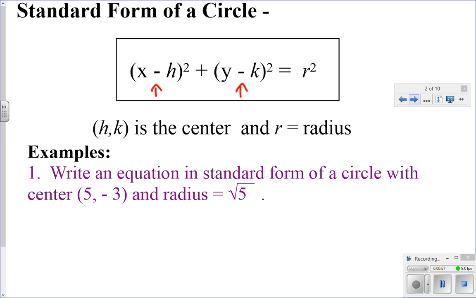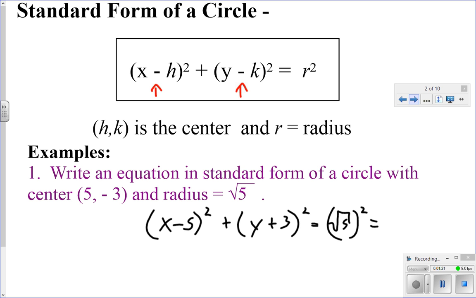So if we were asked to write an equation in standard form for a circle centered at (5, -3) with a radius of square root of 5, it's going to look something like this. (x minus 5) squared plus (y minus negative 3), which I'm going to change to plus 3, squared, equals the square root of 5 squared, which will just end up being 5. So that would be my equation in the standard form of a circle.